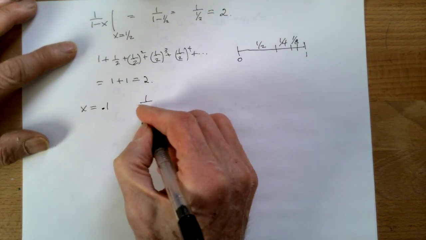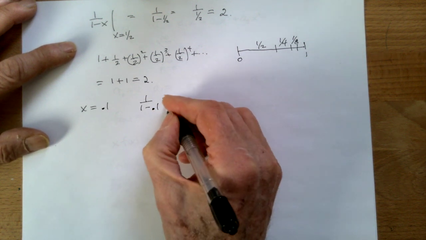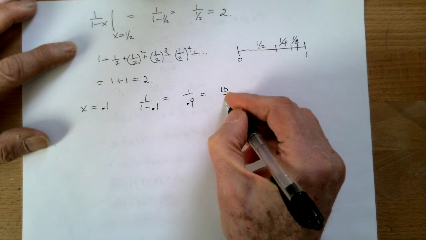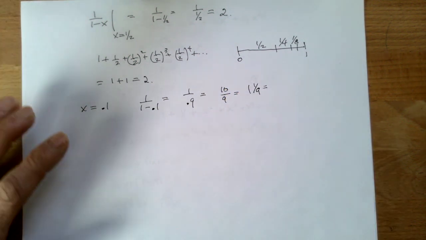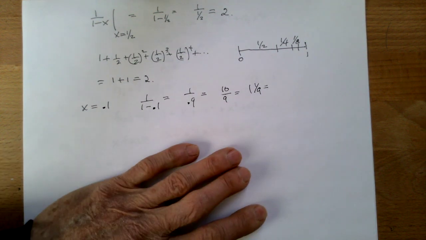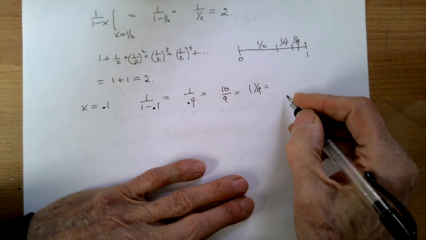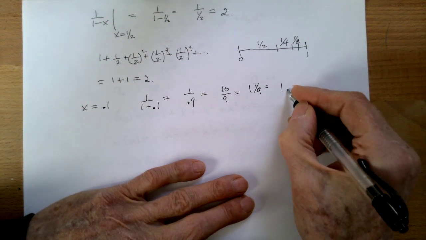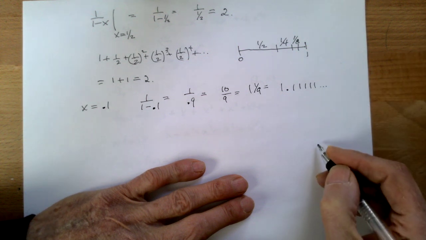Then I would have 1 over 1 minus a tenth, which of course is 1 over 0.9, which is the same as 10/9, which is the same as 1 and 1/9. And 1/9, if you check it, is 0.11111. So this is 1.11111, and it goes on forever.